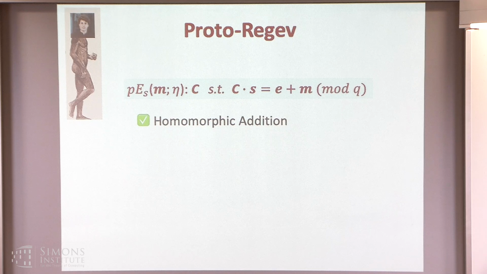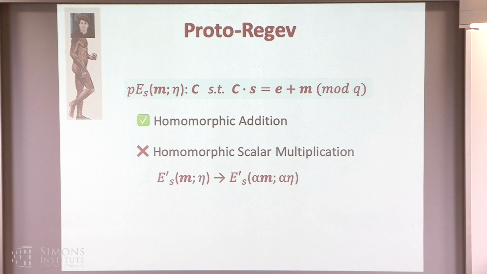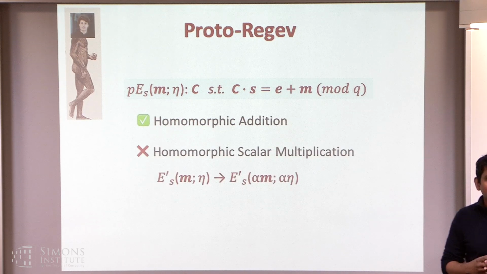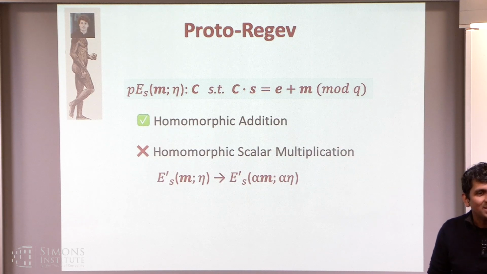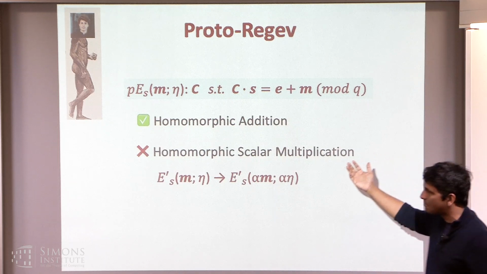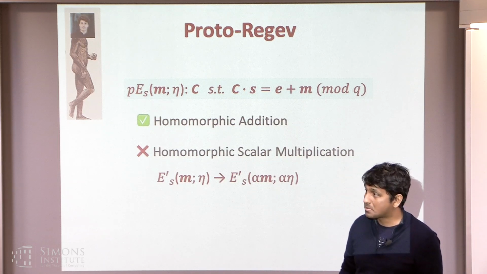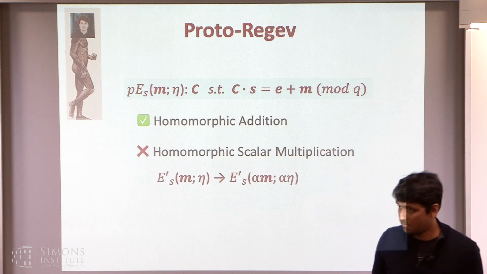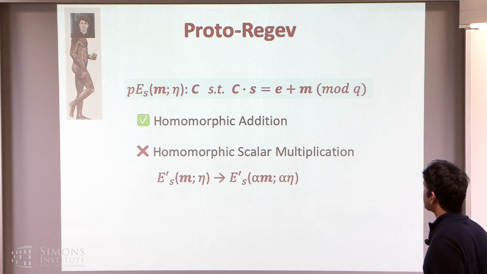All right. What I would like is, what is next after addition? Scalar multiplication, potentially, right? I'd like to take a ciphertext, an encryption of M, and compute an encryption of some scalar alpha times the message. That's okay. It makes perfect sense.